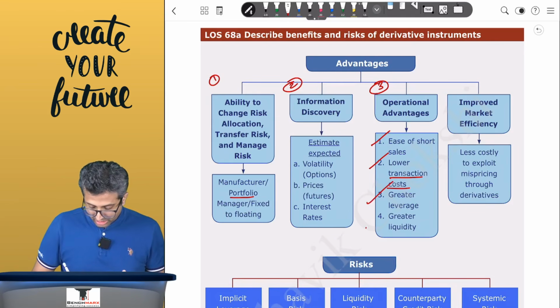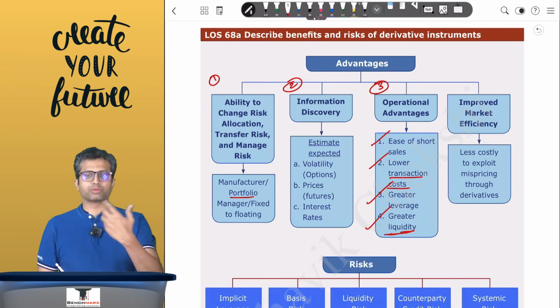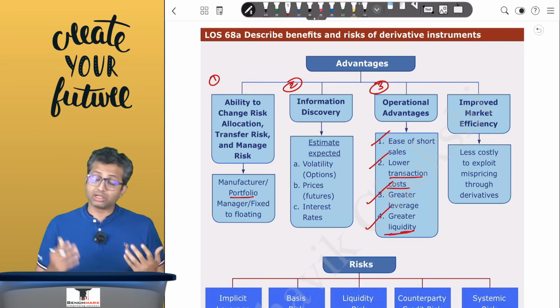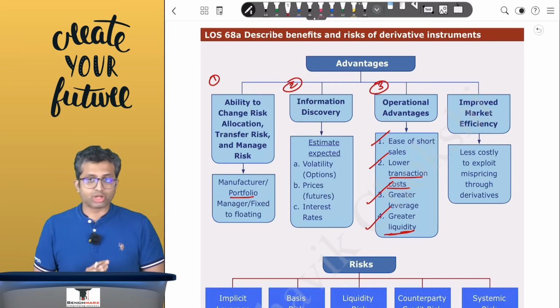And lastly, you have greater liquidity, which means there are a lot of derivative contracts in which you can buy and sell on both sides, and hence that gives you a much higher liquidity.